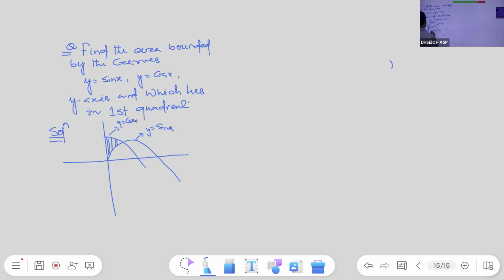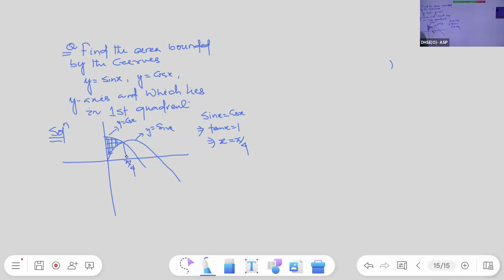So we have to find the point of intersection of these two curves. For the point of intersection, we have to solve the equations simultaneously. Sin x is equal to cos x. This implies tan x is equal to 1. This implies x is equal to pi over 4. This is x is equal to pi over 4.